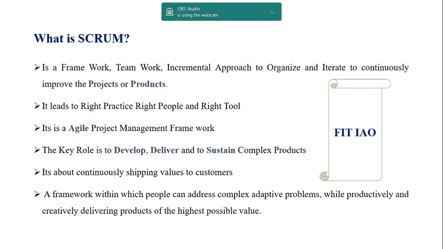It's about continuously shipping value to customers. When I say continuously shipping value to the customers, it is nothing but day by day developing and delivering a product in terms of functionality to check whether it is right or not. If anything is missing, we can update on the same day, or the next day. That is the technique. It is a framework within which people can address complex adaptive problems while productively and creatively delivering products of the highest possible value. When I say highest possible value, it is nothing but quality; we are going to maintain the quality of the product we want to deliver to our clients.